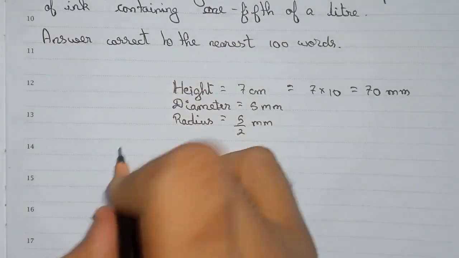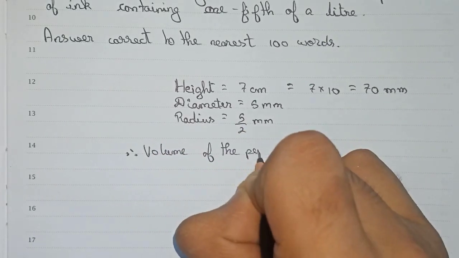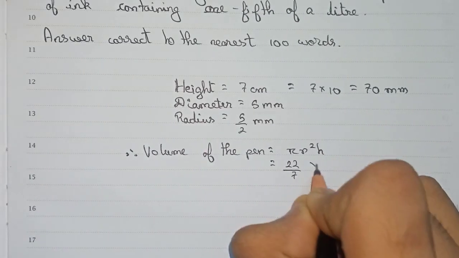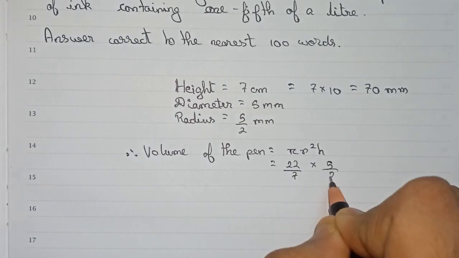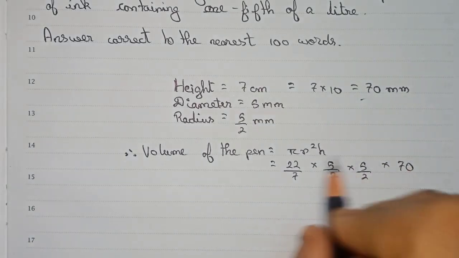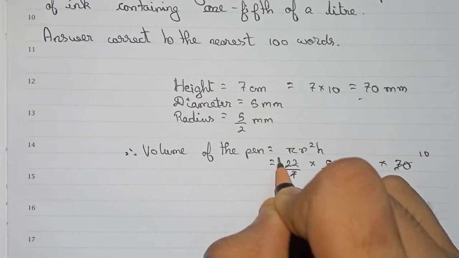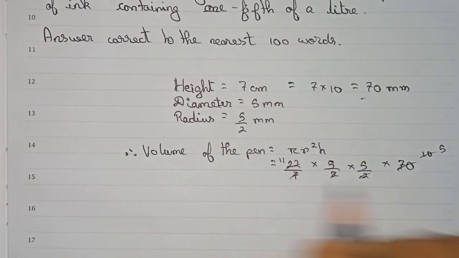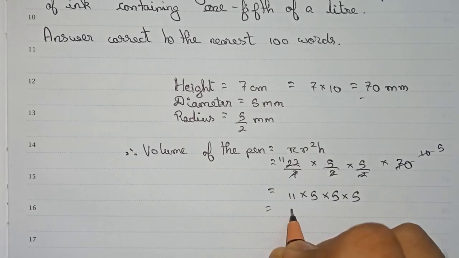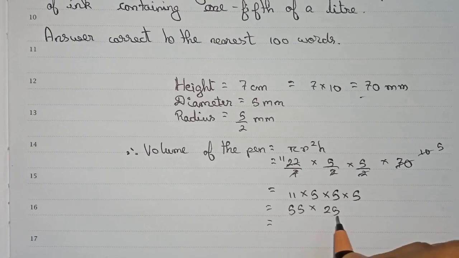So with this we find out the volume. Volume of the pen will be equals to pi r square h. So 22 by 7 into radius 5 by 2 into 5 by 2 into height, that is 70. So 7 tens are 70. 2 and 22 we cut, 11 here and here 5. So it becomes 11 into 5 into 5 into 5. So 11 5 is 55 into 5 5 is 25. So 55 into 25, so we do it.